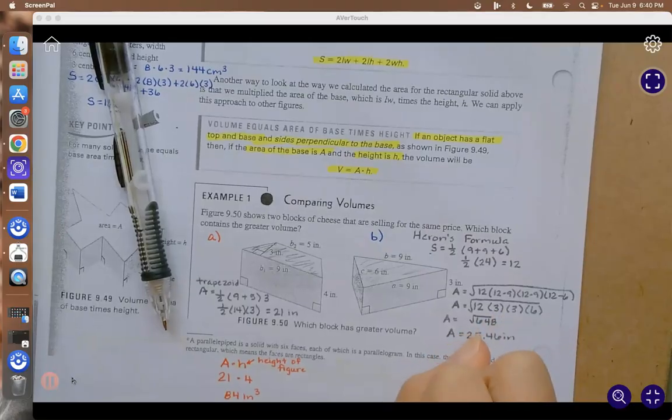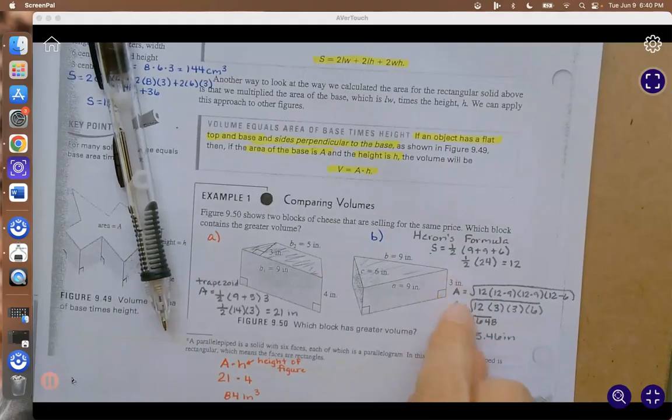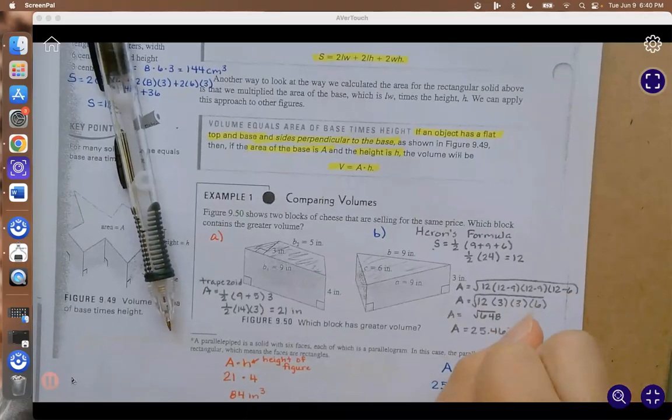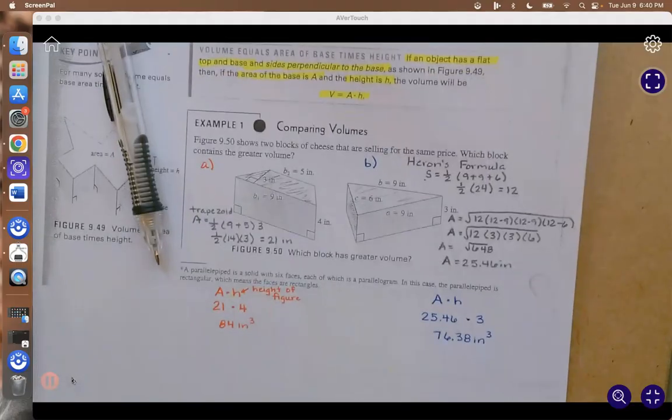So now do the area times the height. So this is 25.46 times the height of the figure, which is 3. So this is going to give me 76.38 cubic inches.